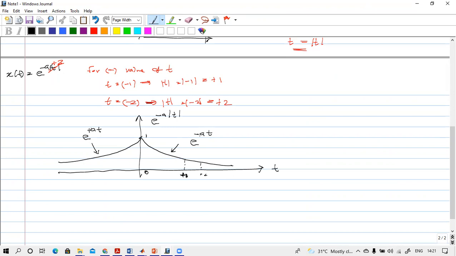From 0 to 1, it is e to the power minus at. And this part I draw from minus 1 to 0, so it will be e to the power plus at. I am going to draw only this part, from minus 1 to plus 1. But the actual signal is there from minus infinity to plus infinity. In Matlab, we can't use this infinity value, which is why I limit my graph to plus 1 and minus 1. So don't get confused.